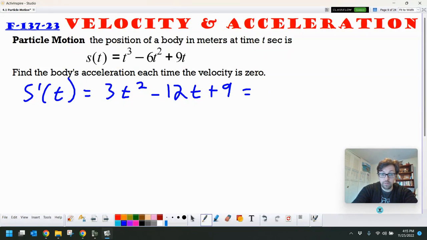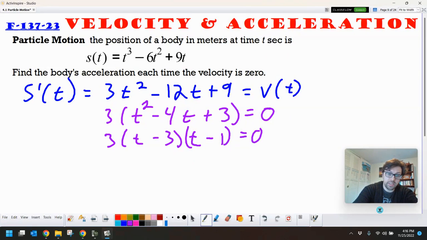So this is our velocity of our particle, and we just need to figure out when this thing equals 0. So I'm going to do a little bit of solving here. So the 2 times that our velocity equals 0 is at time 3 and at time 1.